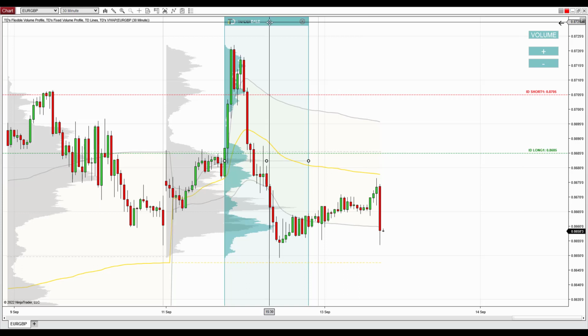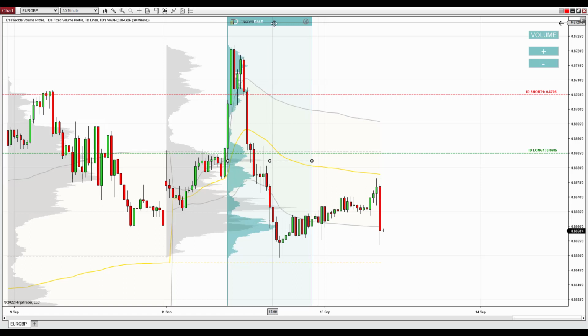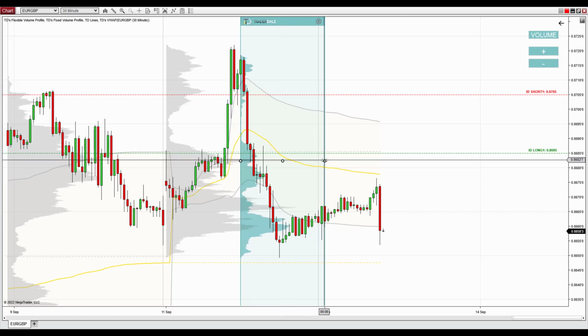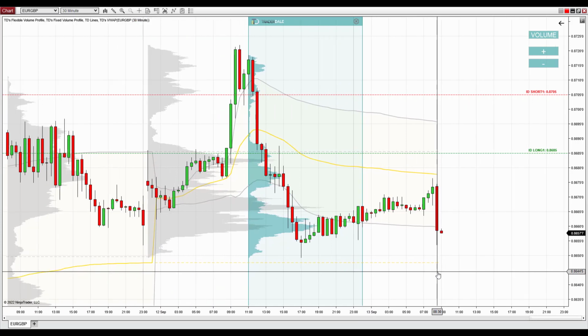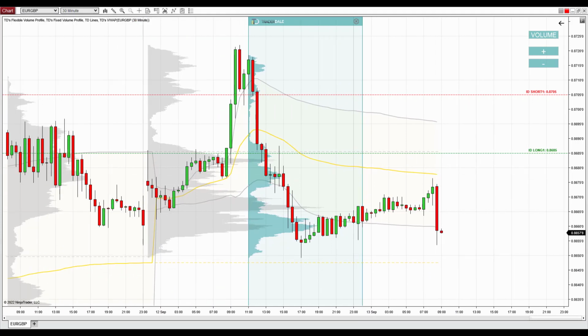Now there's also one thing I wanted to show you here on the Euro British Pound, and the thing is, very nice reaction to a trend setup, which is another volume profile setup that I like to trade. Let me zoom it in a bit. The trend setup is when there is a trend like this, and what you trade is significant volume zones. So this is the significant volume zone.